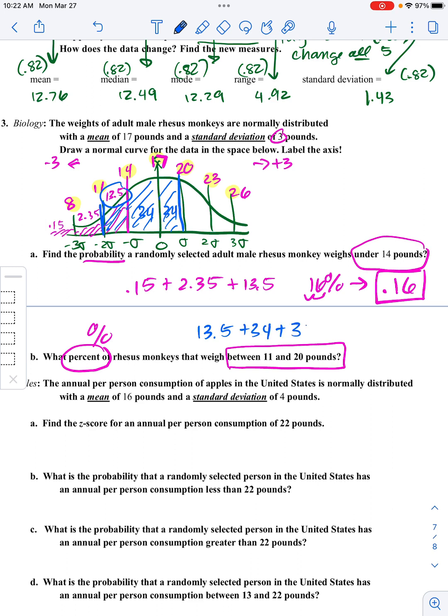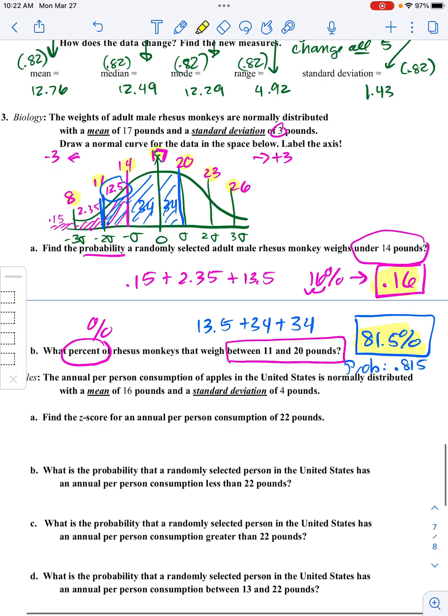And so when I add those three chunks that are in between, I get 81.5%. This one's asking for percent, so that's my answer. If it asked for the probability, I would go 0.815. It asked for probability up here. It asked for percent here. So kind of pay attention to that.